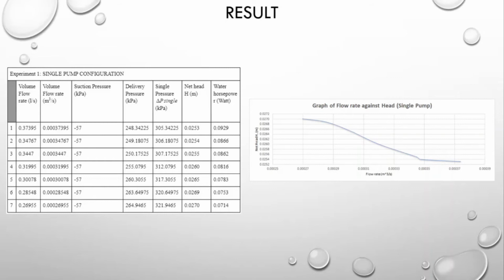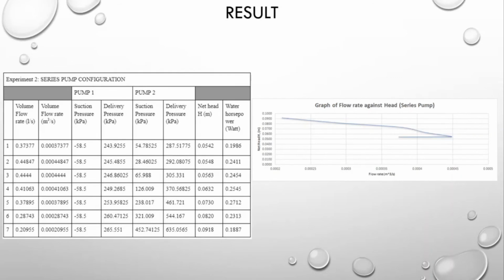This is the data for the series pump configuration, and the graph of flow rates against net head. The graph correlation shows that pump head decreases as the flow rate increases. This relationship states that the pump head is not proportional to flow rate for a series pump.